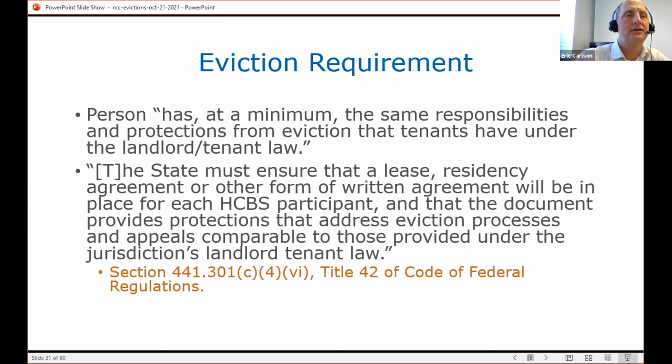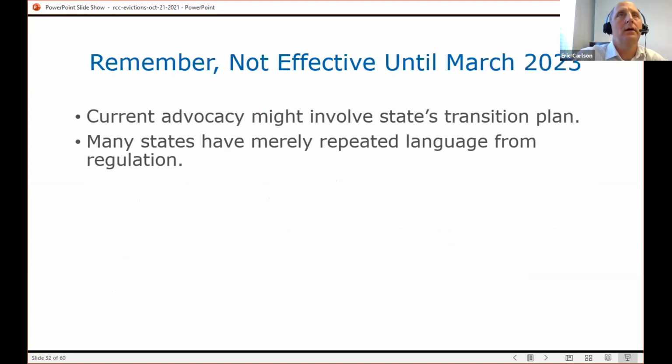that to make sure that these are not overly institutional settings, the federal regulations require that the resident, at a minimum, has the same protections against eviction that tenants have in that state, and the state must ensure that at a minimum, there's a written agreement that provides protections that are equivalent to those that tenants have. Next slide, please. And again, it's not effective until March 2023.